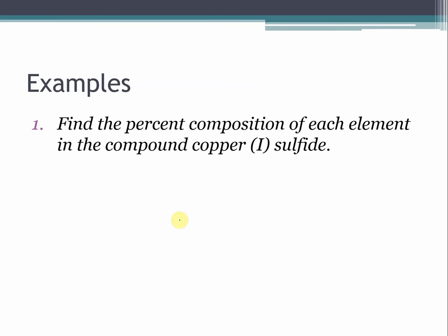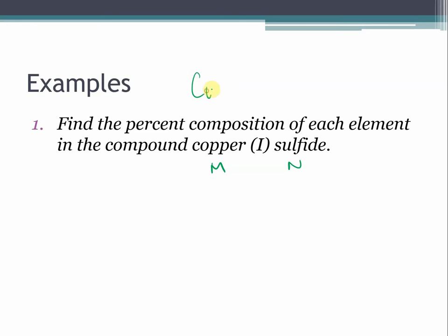All right, so for example, number 1 here says, find the percent composition of each element in the compound copper(I) sulfide. Just like any problem, the first thing you need to do is find the formula of your compound. So copper is a metal, and sulfide comes from a nonmetal. So this is an ionic compound, which means we need to write the ions.